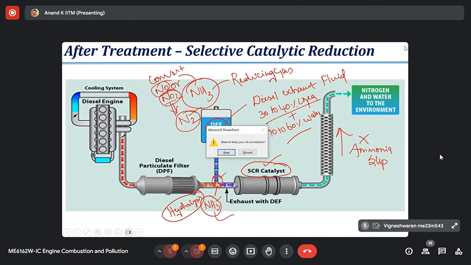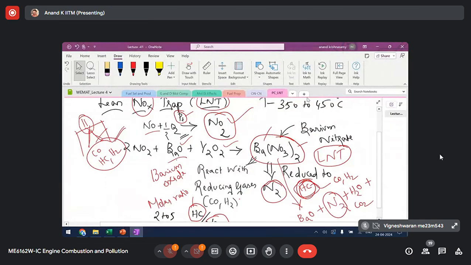So I will just show the typical chemical reactions.